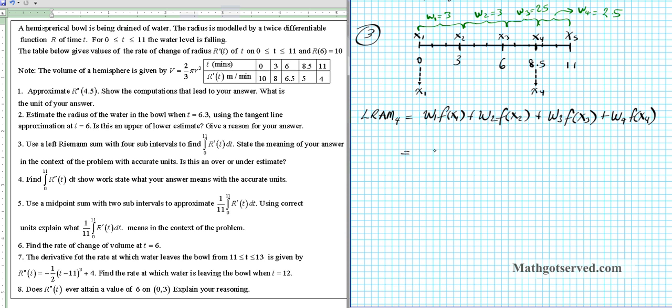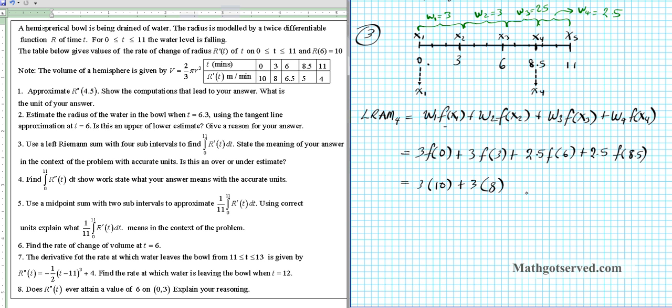So let's apply this formula to this problem. It's simply going to be w1, which is 3 as determined above, times f of x1, x1 is 0, plus w2, which is 3, times f of x2, which is 3, plus w3, which is 2.5, times f of x3, which is 6, plus w4, which is also 2.5, times f of x4, which is 8.5. So this is applying the LRAM formula onto our interval. Let's go ahead and now use the table. 3 times f of 0 is 10, plus 3 times f of 3 is 8.